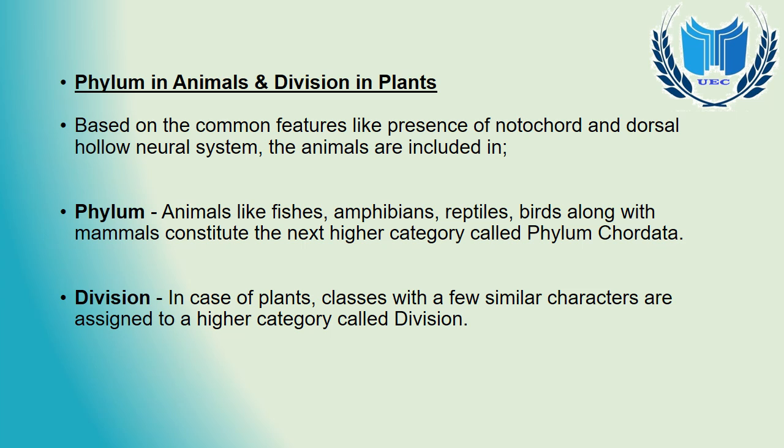Now in phylum, I give you examples of fishes, amphibians, reptiles, birds, along with the mammals. They constitute the next higher category, which we call phylum Chordata. Now the division is the highest taxonomic category for the plants. All the plants are included in the kingdom Plantae, while all the animals belong to the kingdom Animalia.